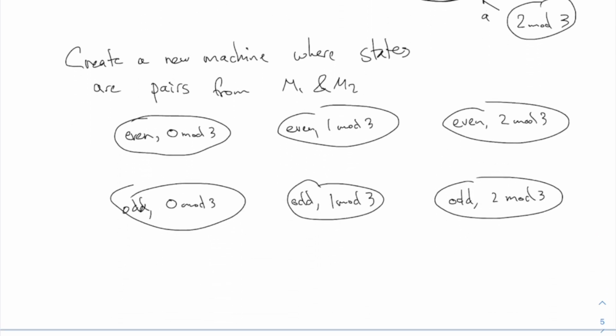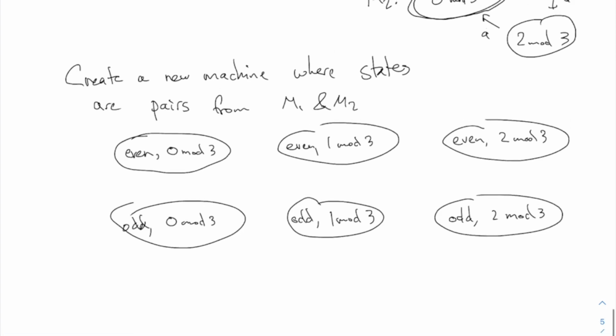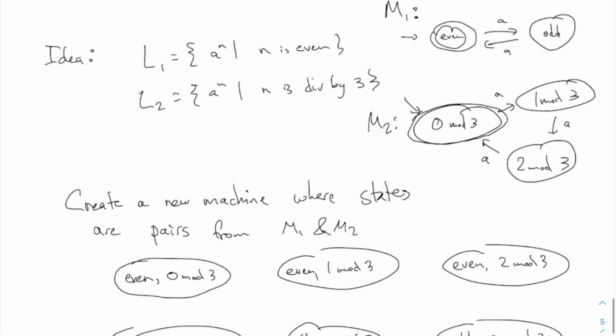The arrows on my new diagram go according to where the original arrows went. So, for example, in even and 0 mod 3, where does the A go? You look at where the A takes the even. The even goes to odd when I do A, and the 0 mod 3 goes to 1 mod 3. So you just do both of those things in the pair. So the even becomes odd, and the 0 mod 3 becomes a 1 mod 3. That means the proper arrow is here.